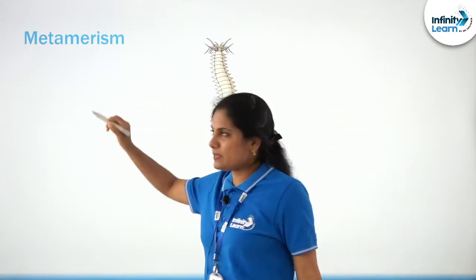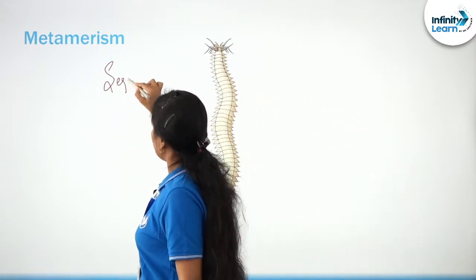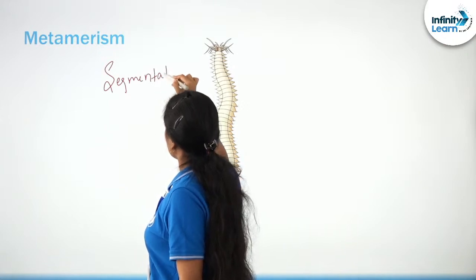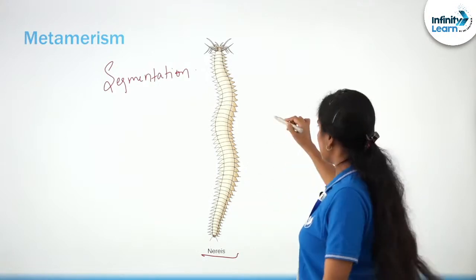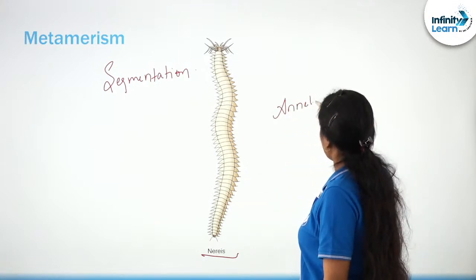Simple to understand, metamerism, what did we talk about? The segmentation. What better example can we give than Nereis? Nereis is a marine annelid.